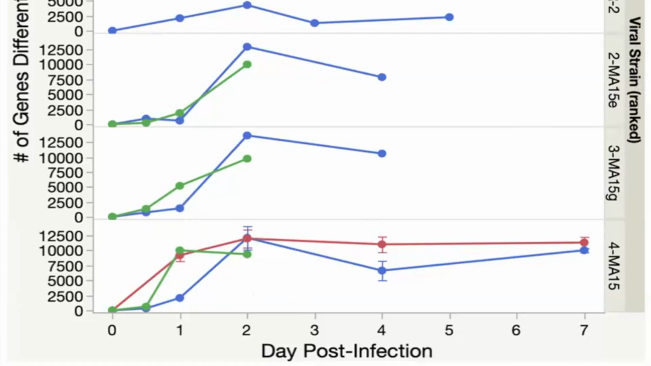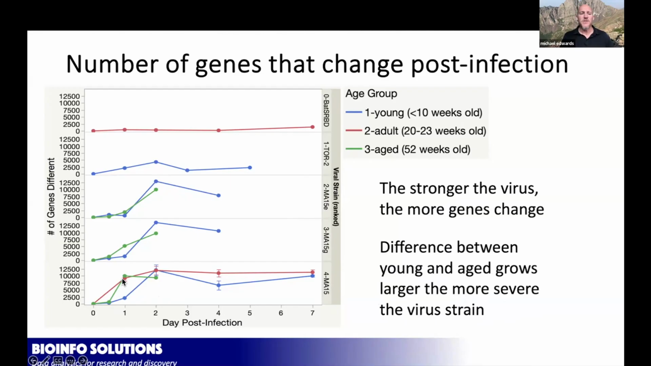But what's interesting, especially at this last time point, this most severe form of the virus, you can see at day one the young are hardly inducing any genes. But in the adult and the aged animals, there's quite a bit of induction. So this would suggest that these younger animals don't really recognize the virus right away, but the adult and aged are definitely responding to the virus much earlier than the young.